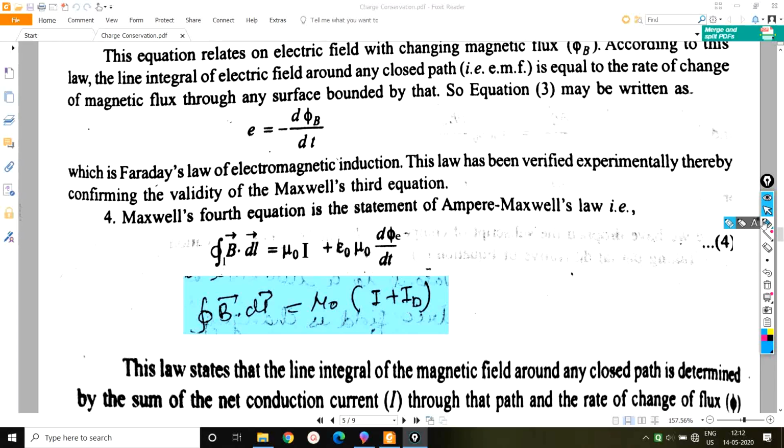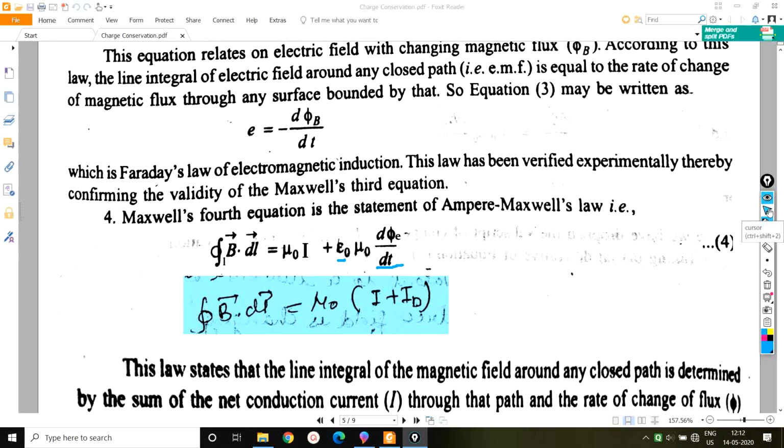And when you put the expression for displacement current, which is equal to epsilon 0 multiplied by d phi dt, where phi represents electric flux here, this comes out to be the line integration of B dot dl is equal to mu0 I plus mu0 epsilon 0 d phi dt. So this is the mathematical statement of Maxwell's fourth equation.